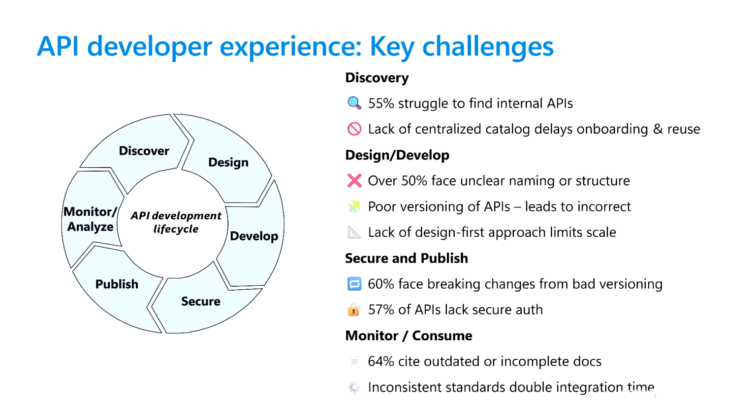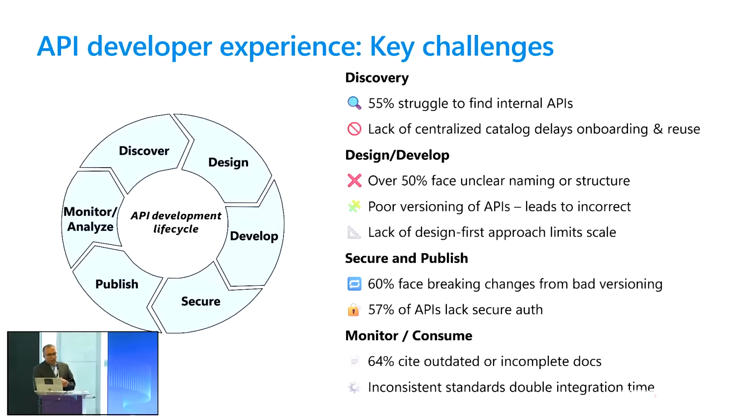So let's start with some of the key challenges. Let's understand the developer lifecycle and then talk through some of the challenges. When a developer starts, the first thing they do is look at what is available out there. What can I reuse? A recent study by Stoplight says that 55% of developers said it was very hard for them to find the right API. Why is that? Because the APIs were not available that easily. There was no central catalog, and people were not able to find the right ones which met their business need.